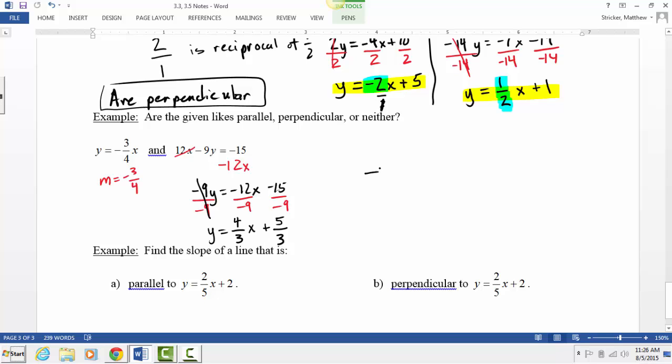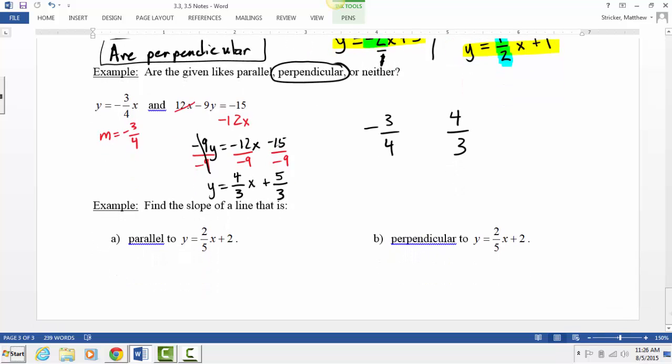Look at the slopes. We have -3/4. In the second one we have 4/3. Are the signs opposite? Negative, positive, yes. Are they reciprocals? 3 over 4, 4 over 3. Yes. So the answer is that the lines are perpendicular.